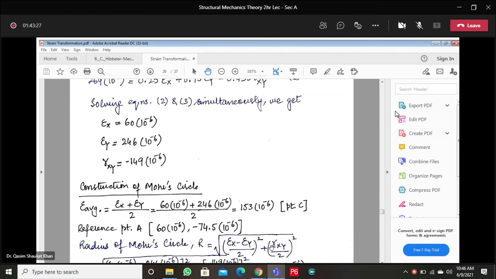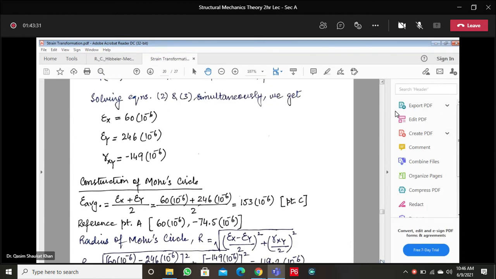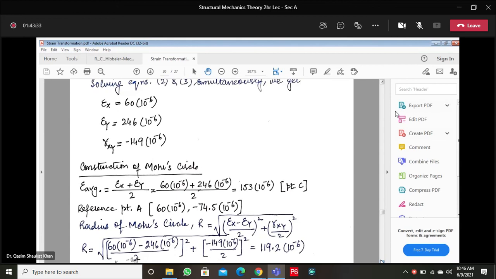Sir, it's 119.2 microstrains. So the radius, or the resultant of the Mohr's circle, is 119.2 microstrains. Now the next thing is we have to draw the Mohr's circle.